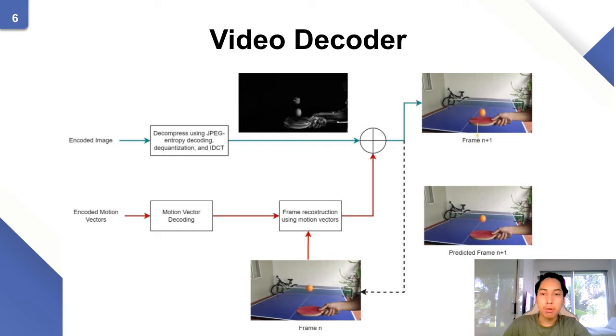In the video decoder, the encoded image will be decompressed using JPEG entropy decoding, dequantization, and IDCT. So it will produce the residual image. The encoded motion factors are also decoded, and frame n will be used to reconstruct frame n plus 1 using the motion factors and adding the residual frame to get the final frame n plus 1.